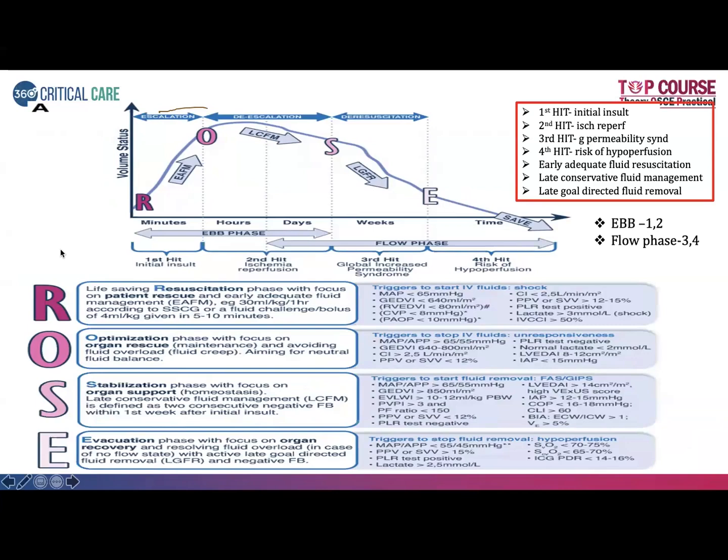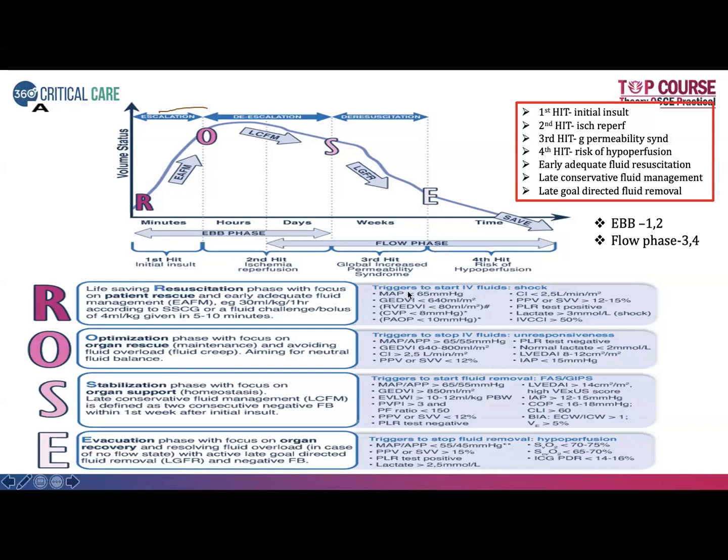So what is the ROSE protocol? R stands for the resuscitation phase. In the initial few minutes of shock, that is a phase wherein you focus on resuscitating the patient with early adequate fluid resuscitation. In this phase, we give volume to the patient. Start at 20 to 30 ml per kg in an hour, followed by boluses depending on many variables.